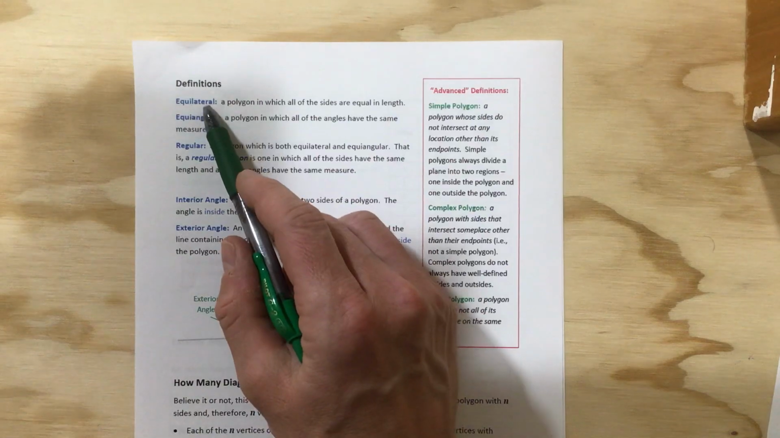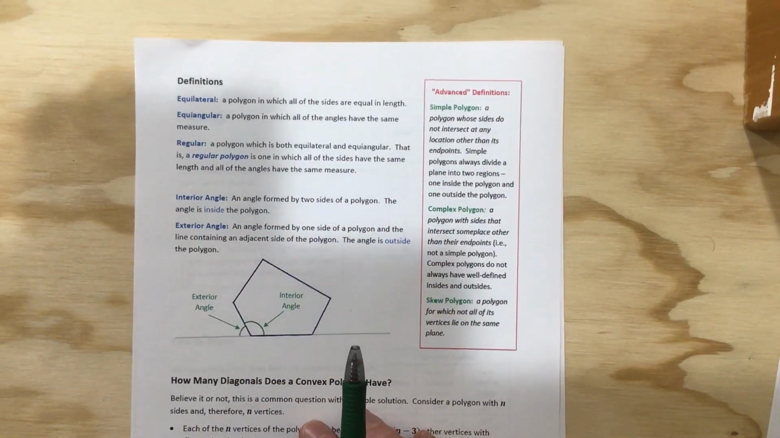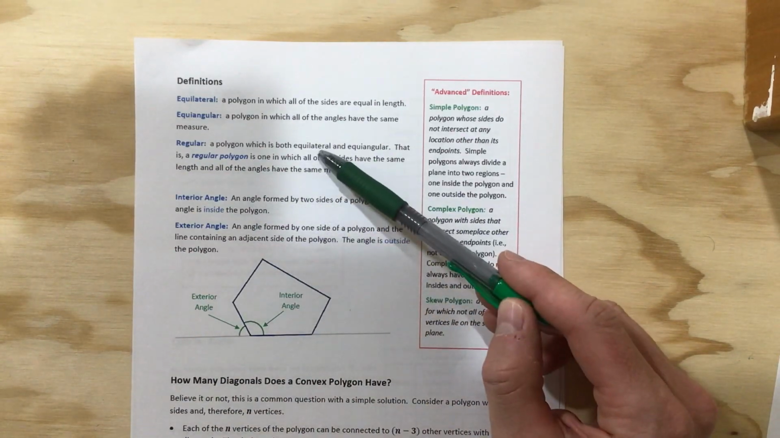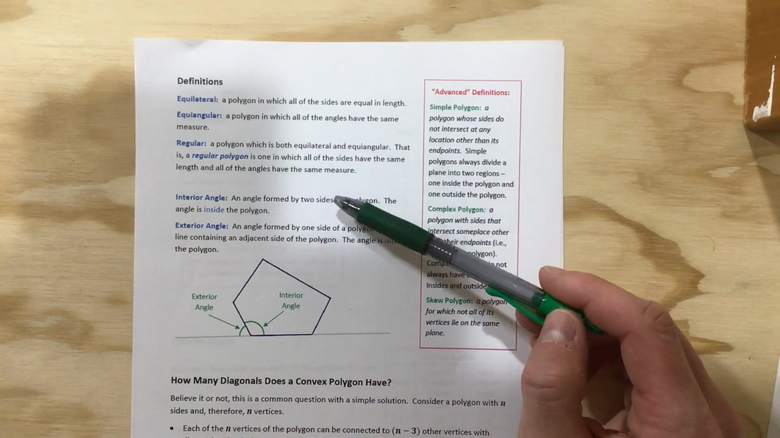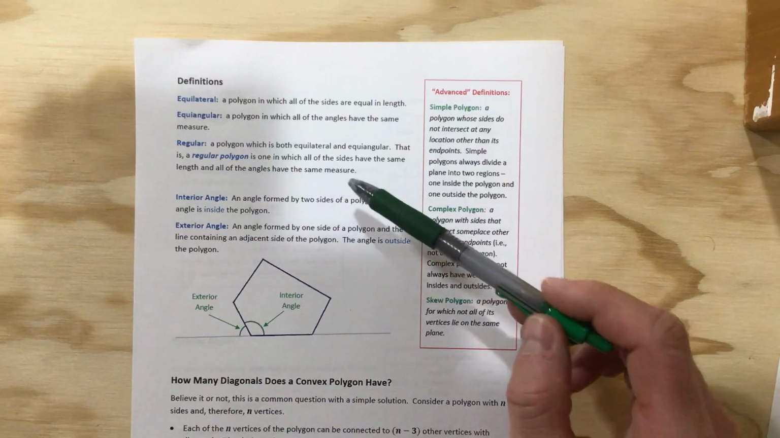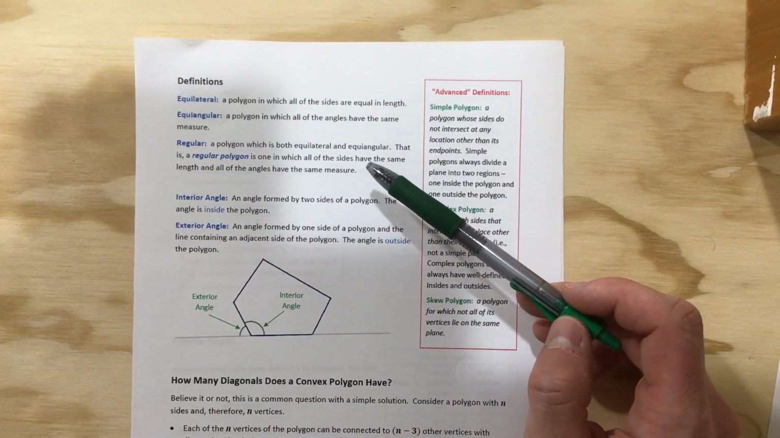We've used the word equilateral and equiangular when we talked about triangles. We could talk about the same thing in polygons, but really we're going to use the word regular. Regular is just going to mean it's equilateral and equiangular, and a regular polygon has all the same sides, and each of the interior and exterior angles are the same measure, which we'll talk about.